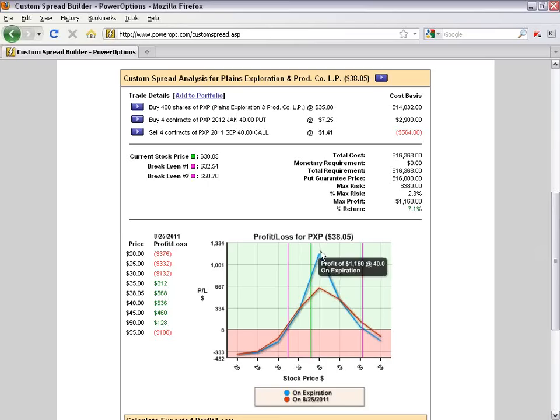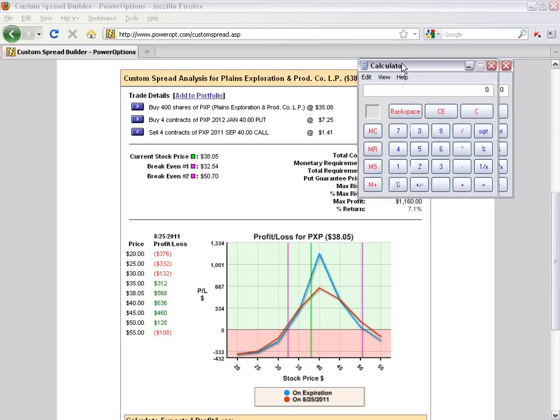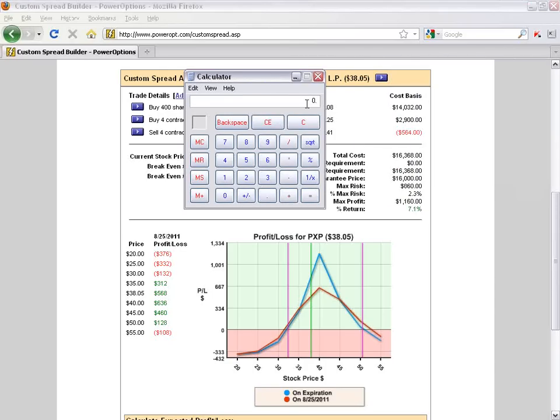Okay, so the stock stays right at 40 on September expiration. Our expected return is $1,160 or 7.1%. But what happens? Let's factor in our commissions, okay? So we could have a maximum profit of $1,160 if all things work out at September expiration. Yeah, earlier when I was looking at this today, the return was closer to 7.7%, and you know, the limit is 2.3%.